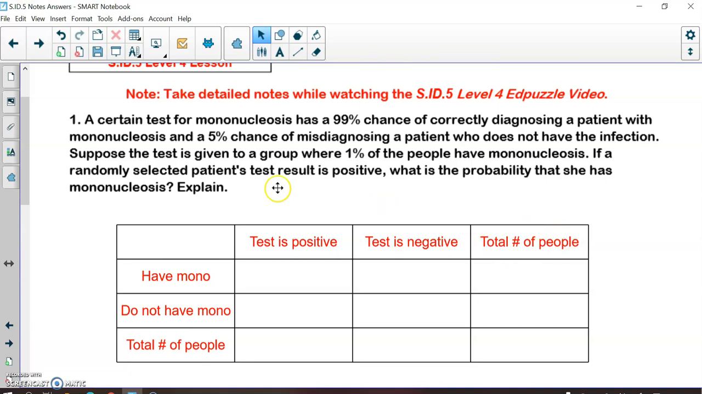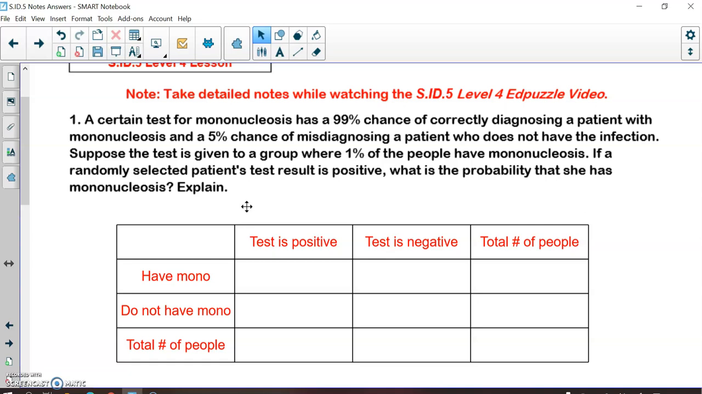So I am drawing a two-way frequency table for this to kind of help me through this. And so what we're going to do here is just select a random number of people. I'm not going to do 100, but we do want to select a number in multiples of 10s. It's just an easier number to work with. So 100, 1,000, 10,000, it's up to you. I'm going to choose 10,000 people.